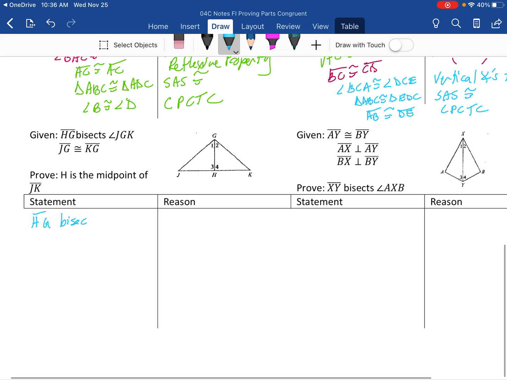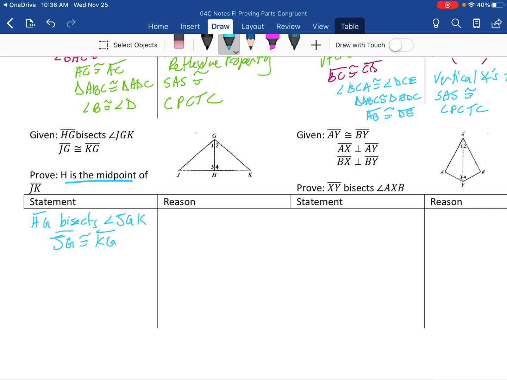So HG bisects angle JGK, and I know JG is congruent to KG. So I know, even without looking at my proof, maybe I'm just going to ignore this because this might be confusing to you for a minute. I know that I need to prove that these triangles are congruent because I just feel like that's somehow going to help me. So I have my two givens.